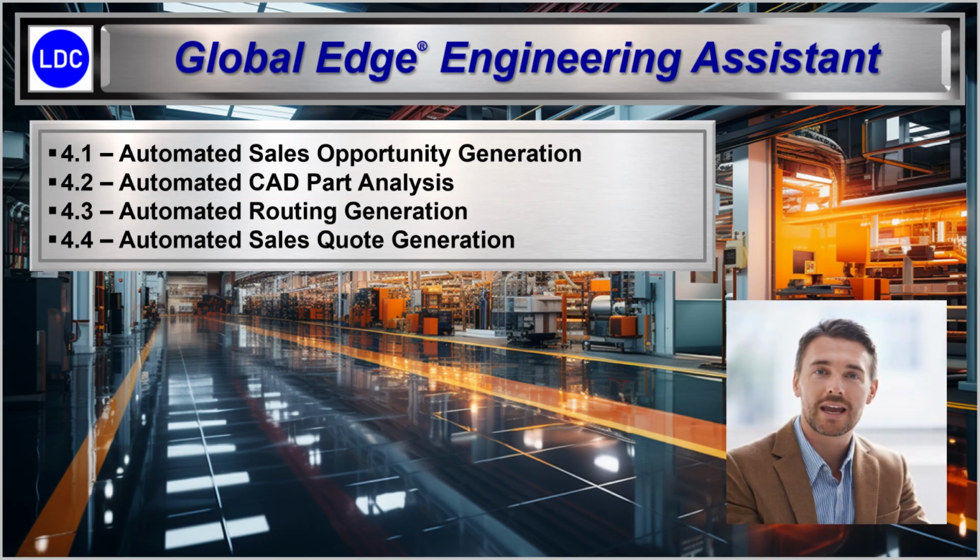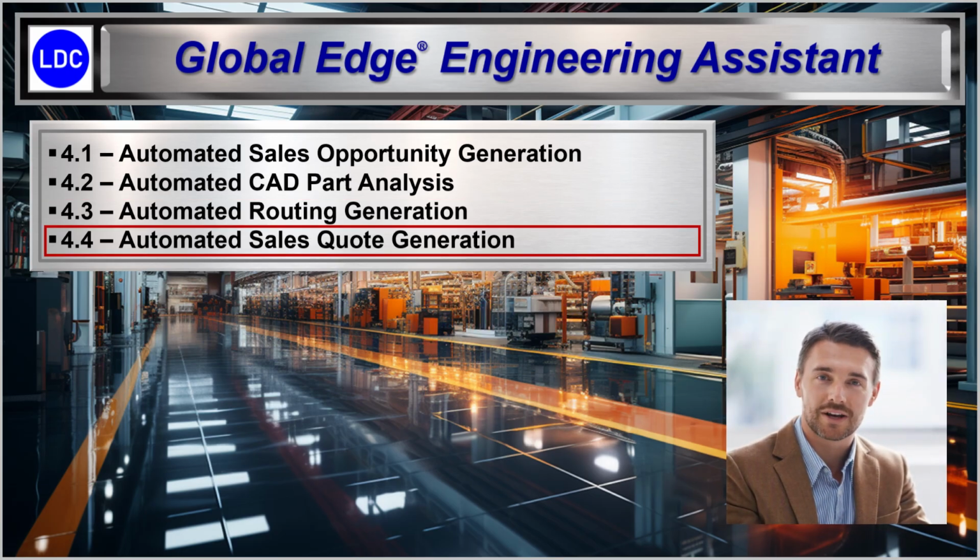Step 4.4 enables automated sales quote generation by combining automated CAD part analysis with automated routing generation to produce accurate, timely sales quotes based on actual labor, routing, and material cost rollups. This ensures that quotes are generated using real manufacturing data, improving pricing accuracy, consistency, and response times.